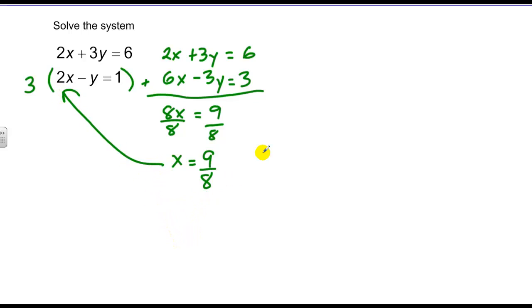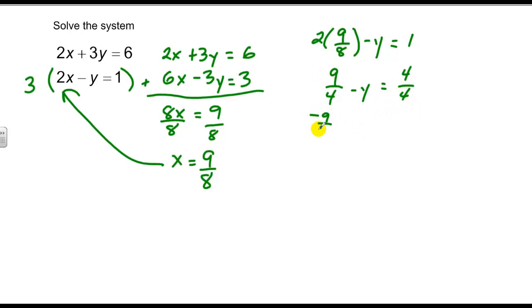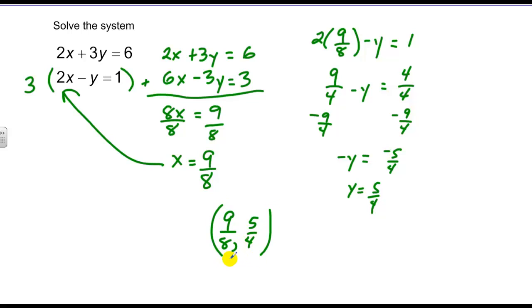I need to find my y term. So again, I'm going to make a substitution. I have 2 times 9/8 minus y is equal to 1. That's 9/4 minus y is equal to, I'm going to call this 4/4, so I'm going to need to subtract. So negative y is equal to negative 5/4, and y is equal to 5/4. Solution: 9/8 and 5/4.